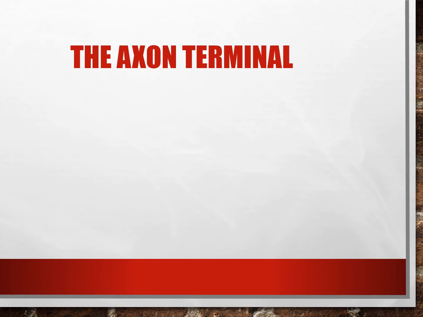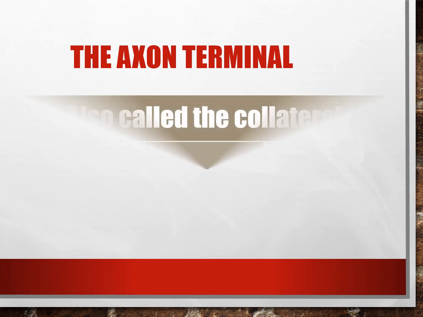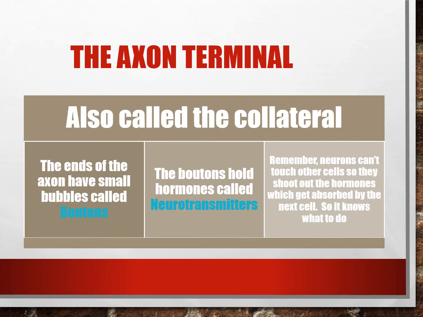Now, the axon will then branch. Just like if you look at the plug on an appliance, it tends to have 2 or 3 branches. Well, your axon is also going to branch. That way one neuron can carry information to a lot of cells at one time. And where it branches, this is called the axon terminal because it terminates. It's also called the collateral.